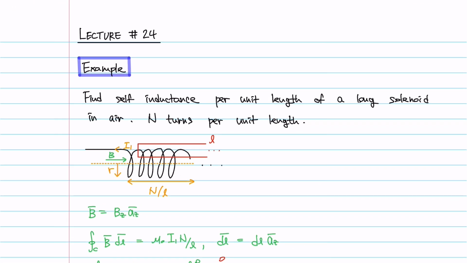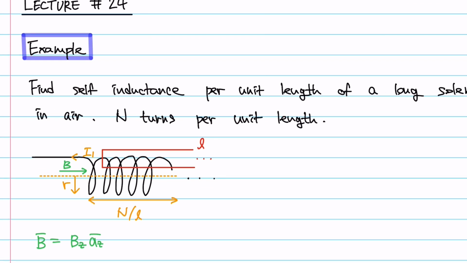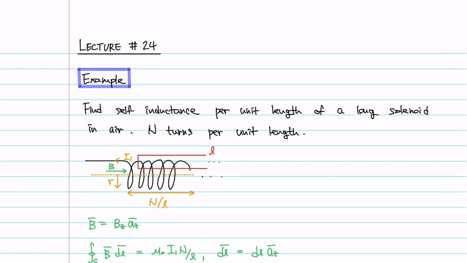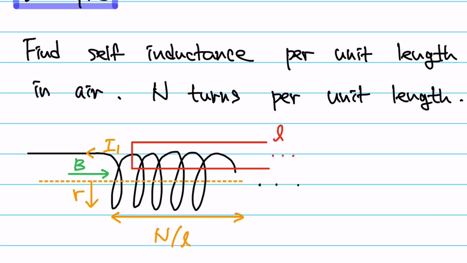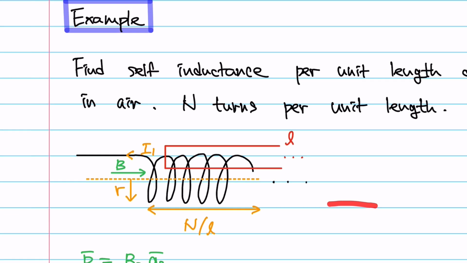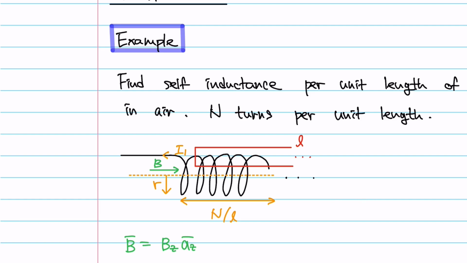So the example is asking us to find the self-inductance per unit length of a long solenoid in air. In air means that there's no core material. As shown in this picture, there's nothing inside the coil. It's all air. In that case, mu r, the relative permeability, is 1 because it's air. And again, there are n turns per unit length.